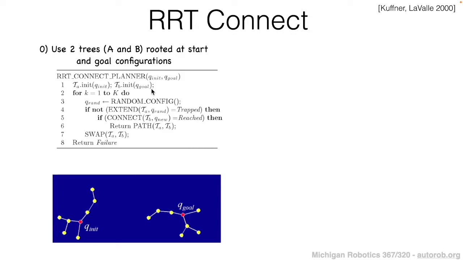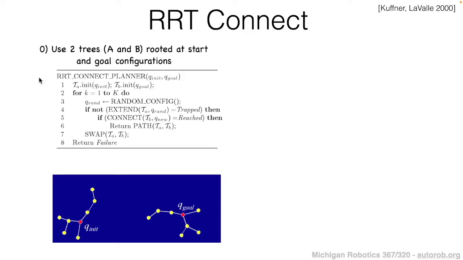By maintaining these 2 independent trees, RRT Connect can prioritize portions of the configuration space that will lead to paths from QInit to QGoal by constantly trying to connect the 2 trees together. Whereas the base RRT algorithm would maintain a single tree and explore the space randomly, RRT Connect can prioritize portions of the configuration space that will lead to paths from the start configuration to the goal configuration by attempting to connect the 2 independent trees.